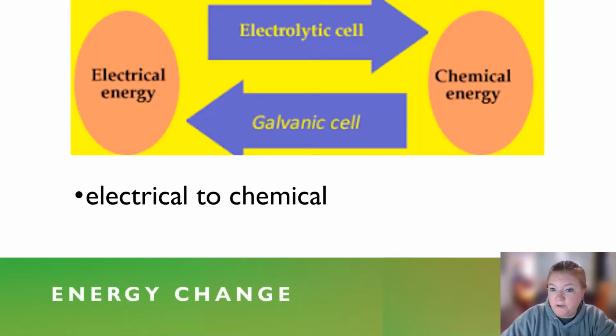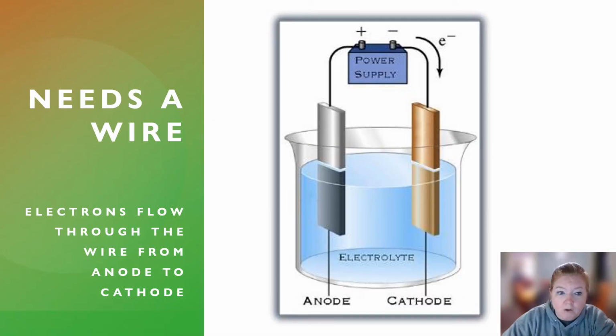In this case, for an electrolytic cell, the energy change goes from electrical to chemical. So we're taking that electrical energy from the battery and converting it into chemical. So electrical to chemical. It also needs a wire because the electrons are going to flow, and the electrons are still going to flow from anode to cathode, just like before, okay?